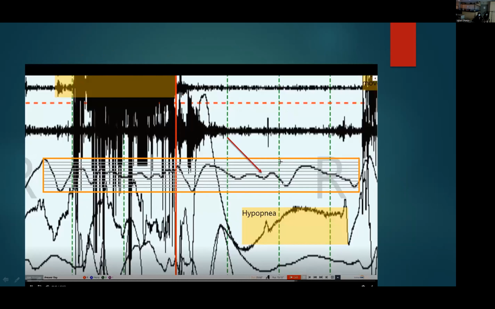To say whether this is more than or less than 90% reduction, they draw a baseline from the healthy breath here. When you see, it's definitely not a 90% reduction here in the thermal flow. So this is qualified as a hypopnea.